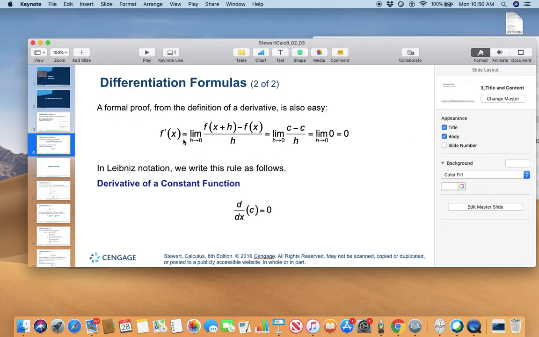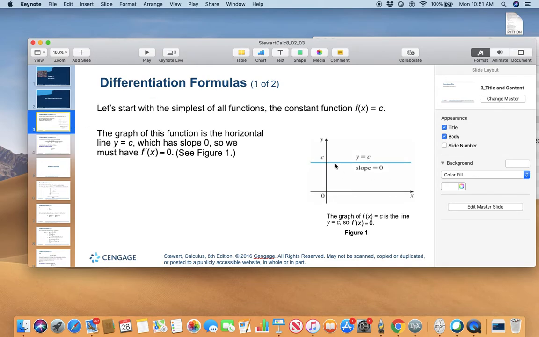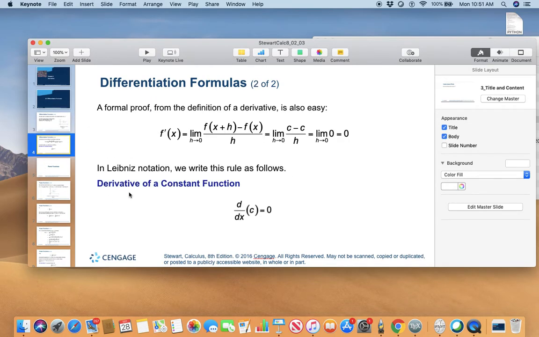Here is the proof from the definition. f prime of x is the limit as h approaches 0 of f of x plus h minus f of x, the whole over h. f is a constant function, so no matter what your input, the output is c. So c minus c over h is 0 over h, which is 0. So the limit is 0. In other words, the derivative is 0, using the definition and also using geometry. So the derivative of a constant function is 0. This is your very first formula.